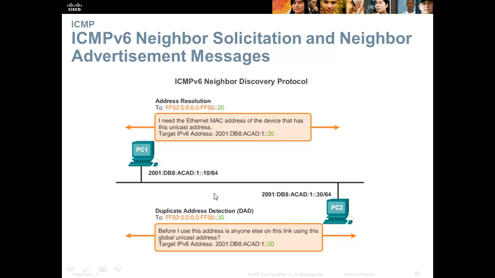Down here along the bottom, this is that DAD process. It says before I use this address, is anyone else on the link using this global unicast address? Checking for duplicates. So we will not have any duplicate addresses on that network. Notice in both of these messages we're sending to the multicast group designated by FF02, and these happen to be solicited-node multicast groups because they start with the FF02:0:0:0:0:1:FF00::, in this case 30, and in this case 20.